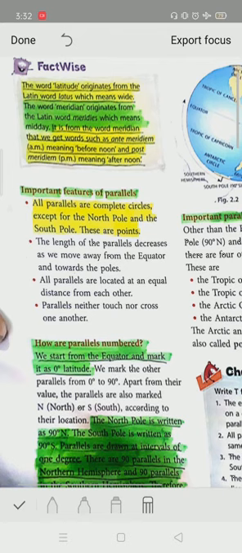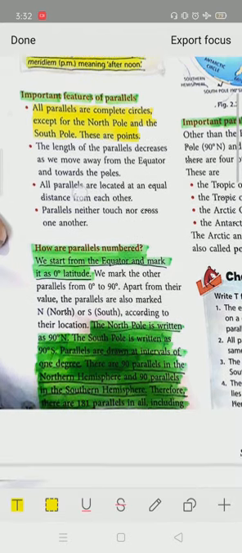How are parallels numbered? We start from the equator and mark it as 0 latitude. Remember, we marked the equator, which was the longest latitude, as 0. We mark the other parallels from 0 to 90 degrees. Apart from their values, the parallels are also marked north or south according to their location. If a latitude is lying in the northern hemisphere, we will mark it N, and if it is lying in the southern hemisphere, we will mark it as S.